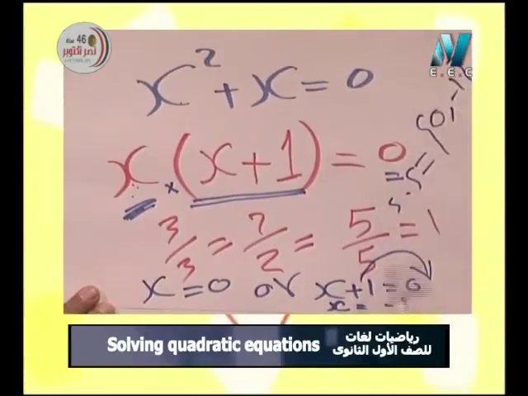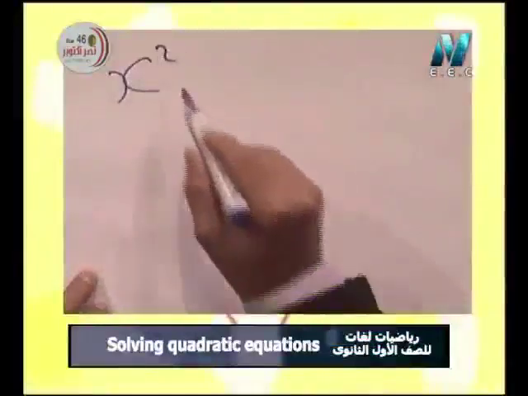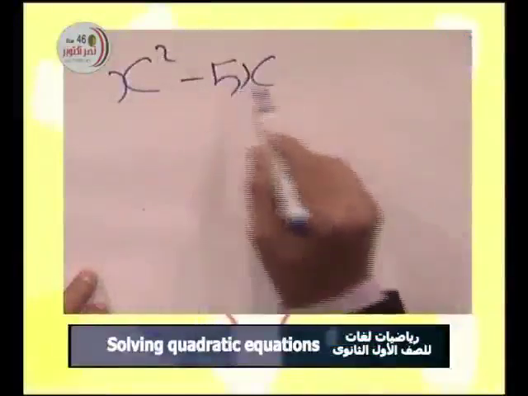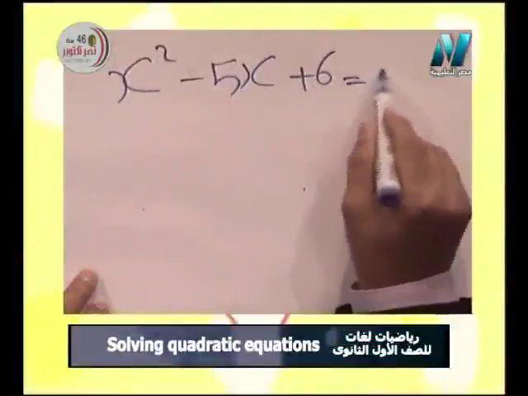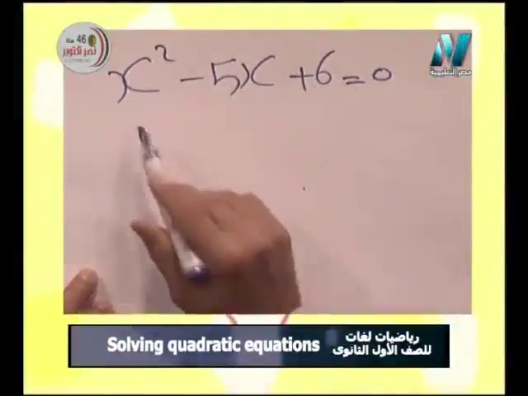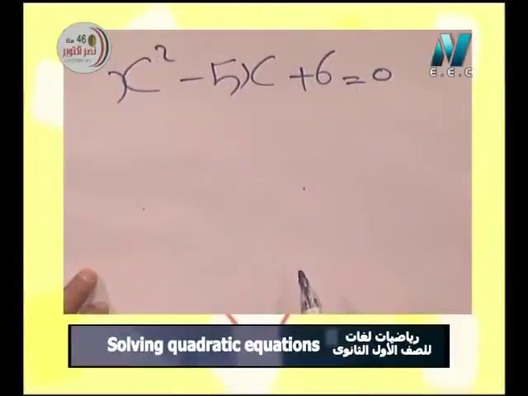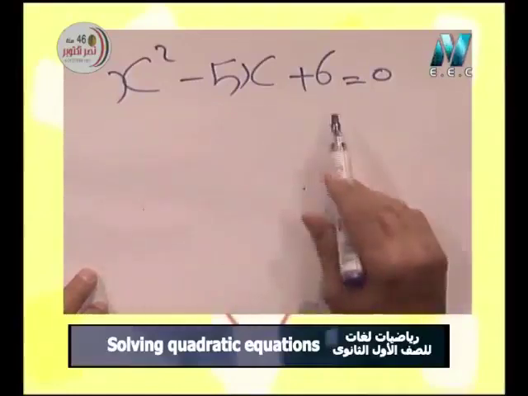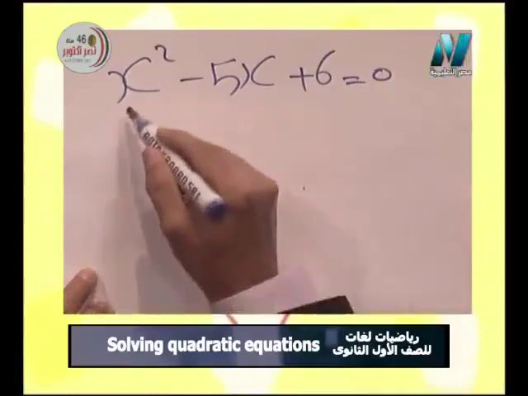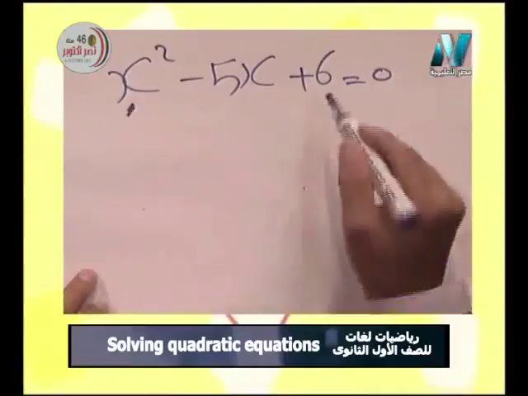Solution in R. Okay, we have another equation. Look here with me. We have another equation: x power 2 minus 5x plus 6 equals 0. This is a quadratic equation. Okay, we try to solve it using factorization also. We will factorize x power 2 and factorize 6 also.